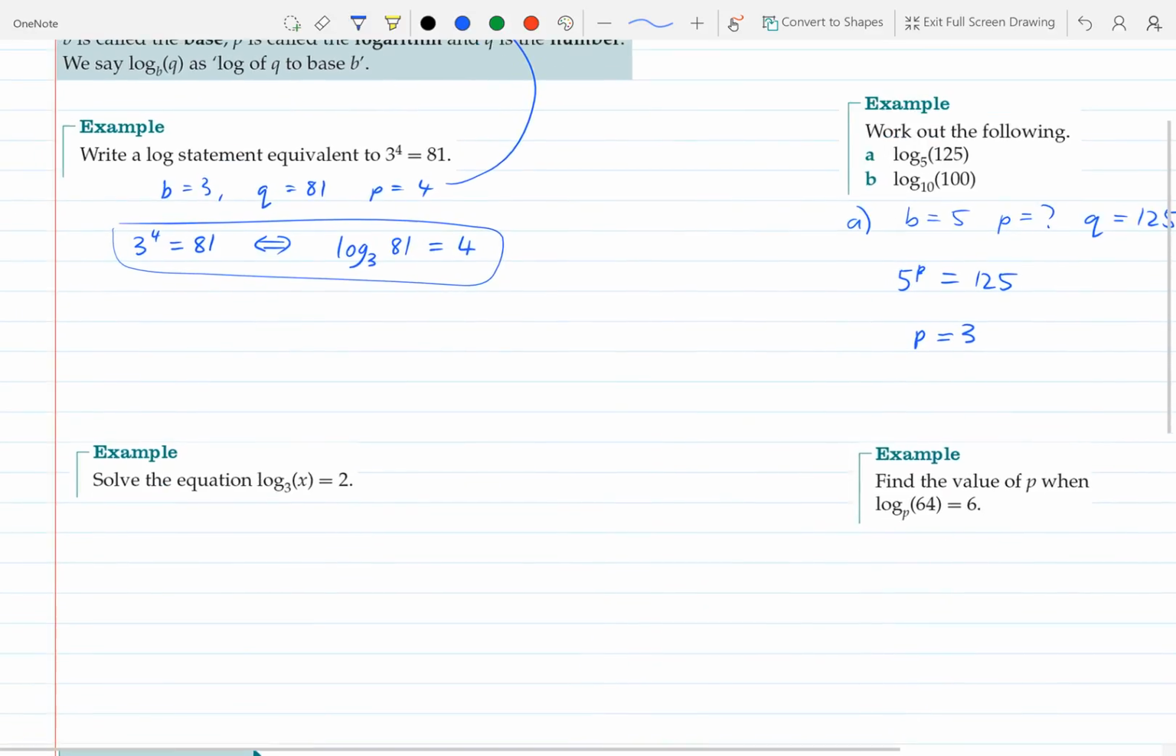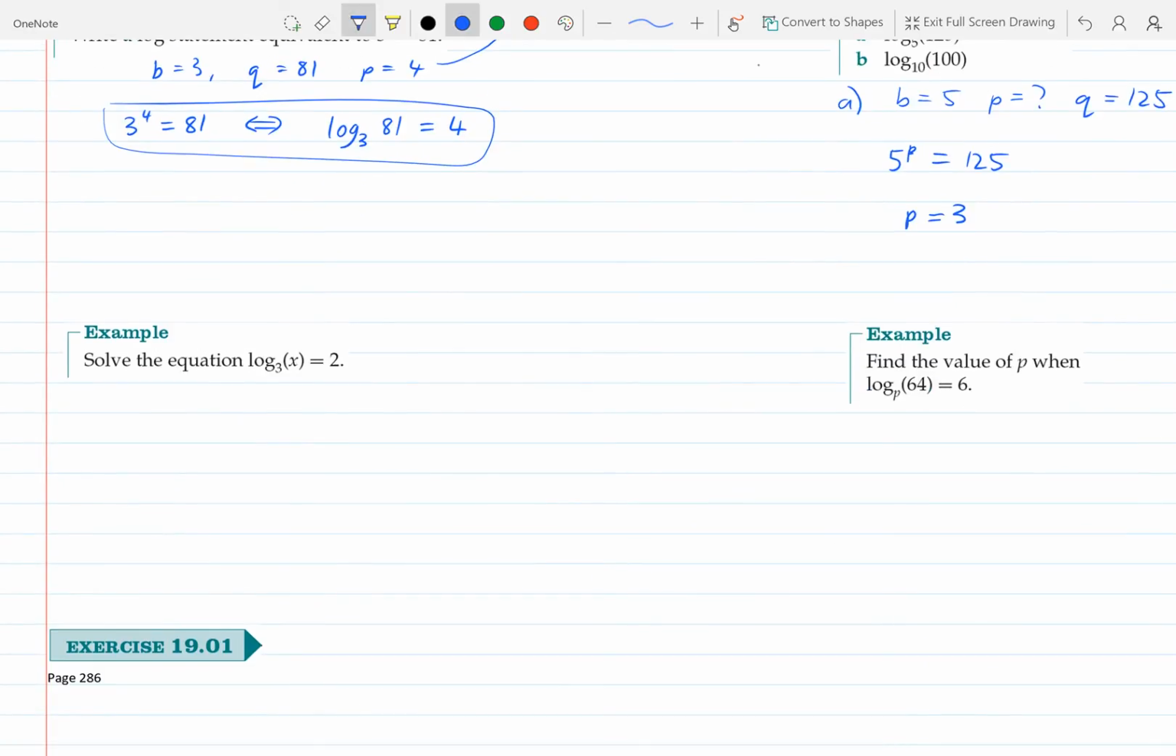Okay, moving on. Our next one's asking us to solve. For this one, b is equal to 3, and q is equal to x, and p is equal to 2. So we could write this as 3 squared equals x, and so x would equal 9.